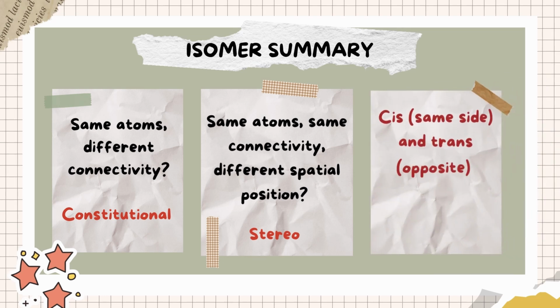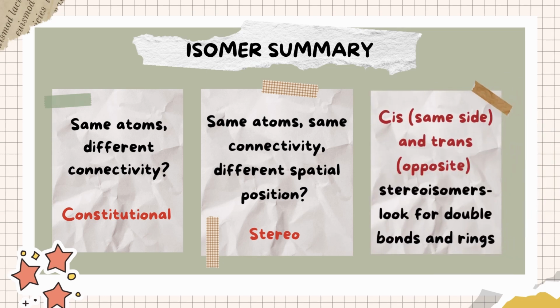And to add on, things pointing to the same side are cis, and those pointing to opposite sides are trans. You are likely to see this in double bonds and rings due to their restricted rotation. This doesn't apply to molecules that are simple single bonds, as those can rotate freely.